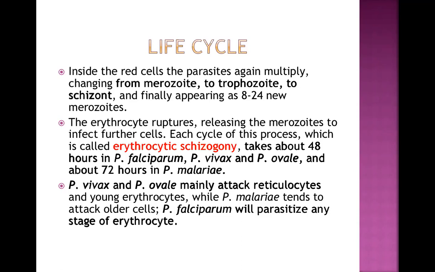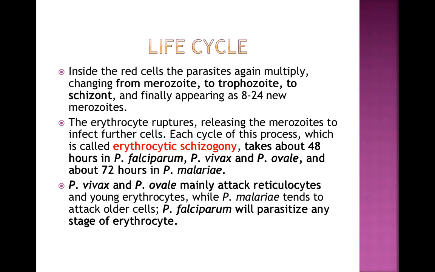This is how the disease will progress. Each cycle of this process is known as erythrocytic schizogony, which takes about 48 hours in Plasmodium falciparum, vivax and ovale, and about 72 hours in Plasmodium malariae. That is the reason why the fever takes this long to develop. For example, we talked about intermittent fever in case of malaria, isn't it? Let me clarify this another way: there is a big gap between two episodes of fever in malaria. In falciparum, vivax and ovale, that gap is around 48 hours or 2 days, and in Plasmodium malariae, the gap is around 3 days or 72 hours. Okay, this is very important knowledge.